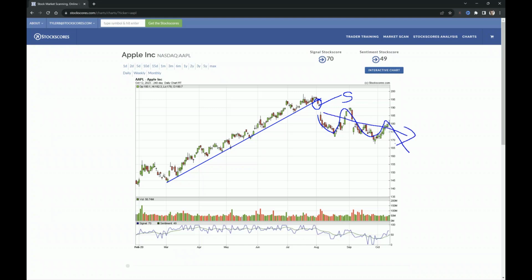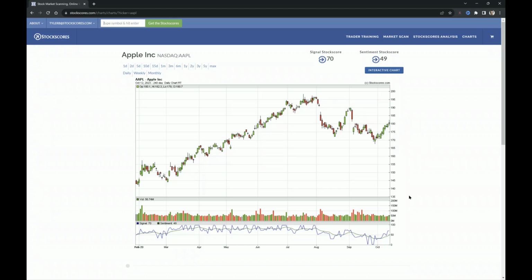So this is a stock that I would avoid right now until it can start to break this downward trend line, which it's at right now, after the build of a rising bottom. What you want to see is this downward trend line get broken after the build of a rising bottom, and it hasn't done that yet.